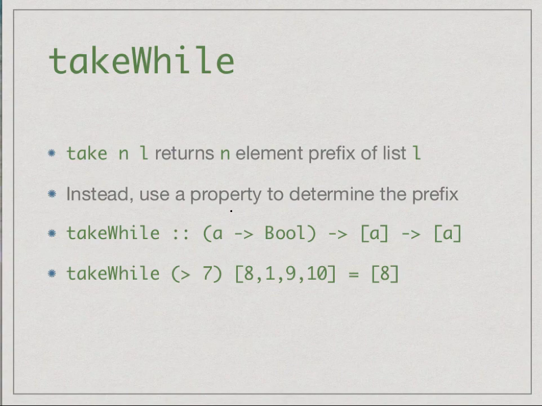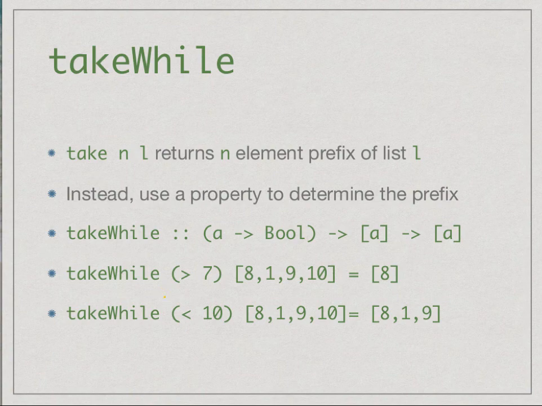So here is an example. Here the property is greater than 7. As long as the number is greater than 7, the property is true. So if you take this list, then this number 8 satisfies the property, but 1 does not. And so even though 9 and 10 satisfy the property, the take stops here. So takeWhile of this property greater than 7 for this list gives the list 8. Notice that if you had done filter, you would also have got 9 and 10. So this just goes up to the first point where the property fails and gives you the list before that.